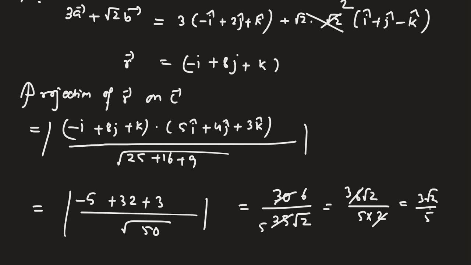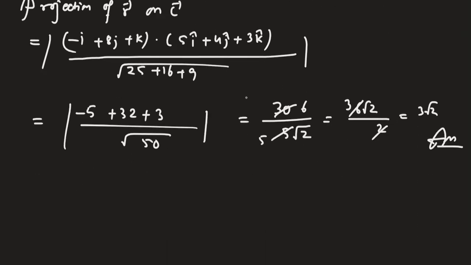3 root 2 by 5. I think some answer is wrong. Some calculation mistake is there. It is not 25, it is actually 5. So as a result, this 5 is not present because 25 square root is 5 only. Okay now, so hope all of you understand this question number 7.